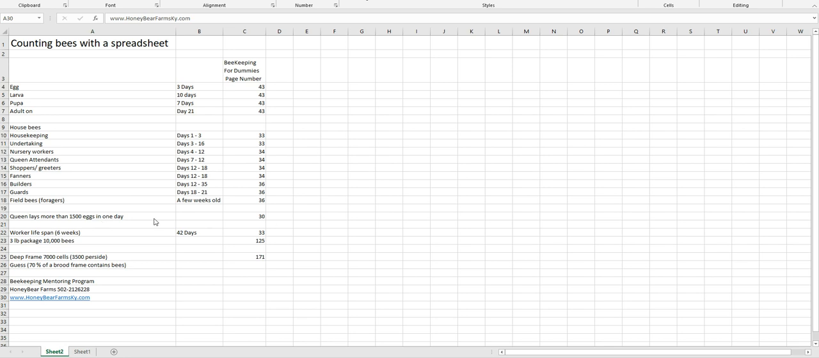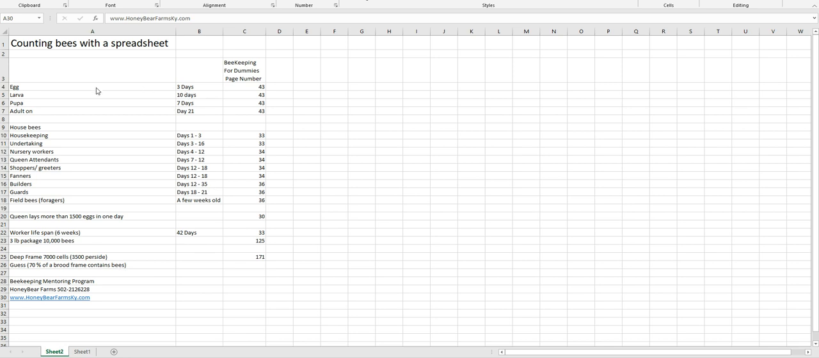Also on page 30 it indicated that the queen bee could lay more than 1,500 eggs in a day. Worker lifespan is 6 weeks. You get 10,000 bees in a 3-pound package, and a deep frame holds 7,000 cells. This will be a brood frame. And then I have a guess that about 70% of a brood frame actually contains bees. I don't know the answer to that.